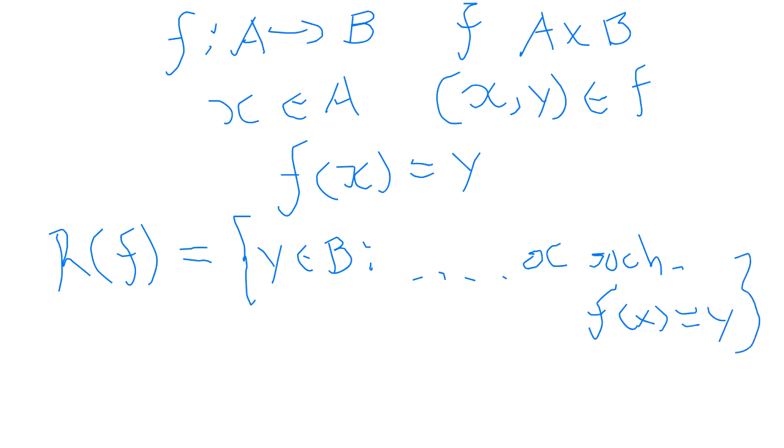So let me read it one more time to make sure there's no confusion. The set R of F equals, open set bracket, y in B such that there exists an x such that f of x equals y. When you close it right there, you're going to write, is called the range of F.